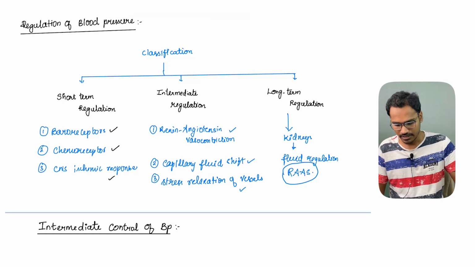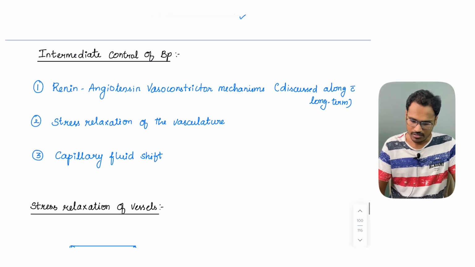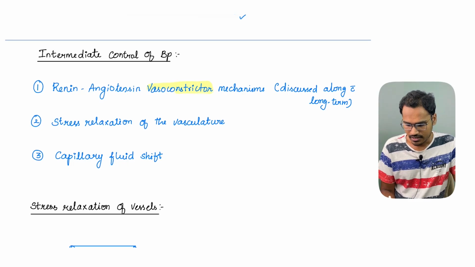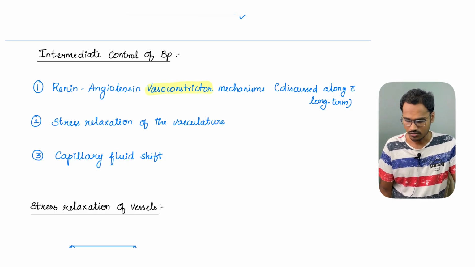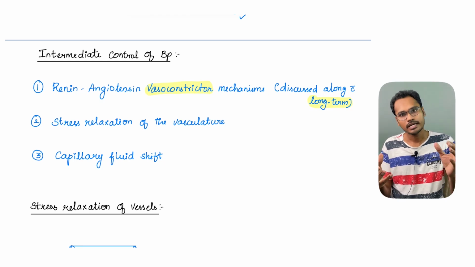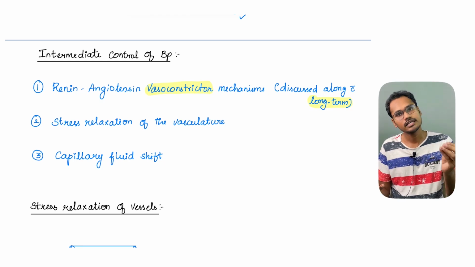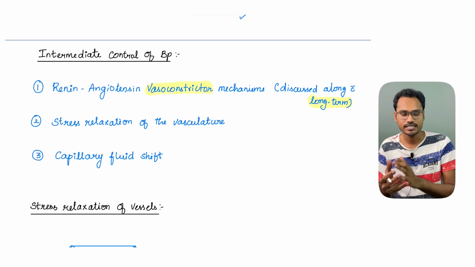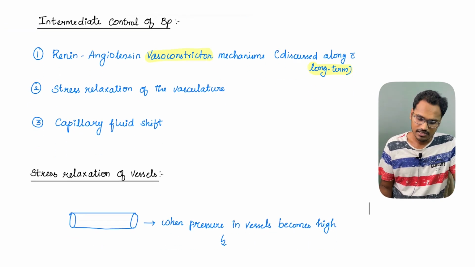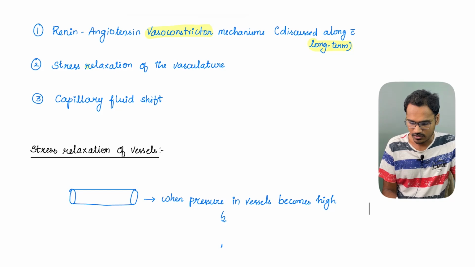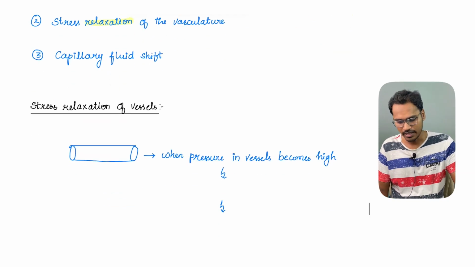So coming to the intermediate regulation of the BP, the first mechanism is the renin-angiotensin vasoconstriction mechanism. This will be discussed along with the long term because it is a part of the long term arm, but the primary angiotensin that is forming can cause vasoconstriction at an earlier stage. Then next comes the stress relaxation of the vasculature. What is stress relaxation of the vasculature? It's a very simple mechanism.